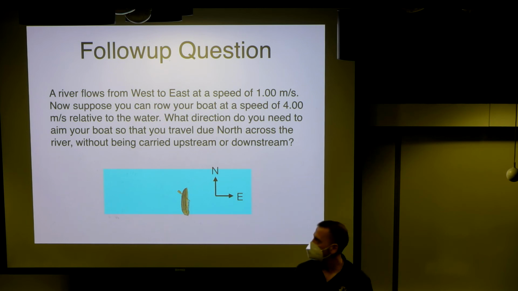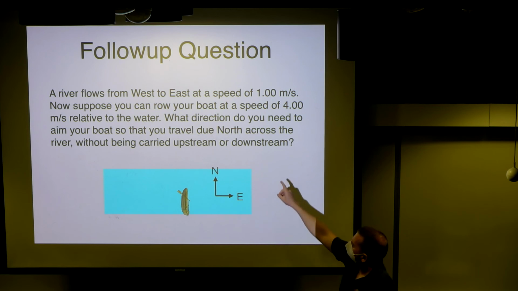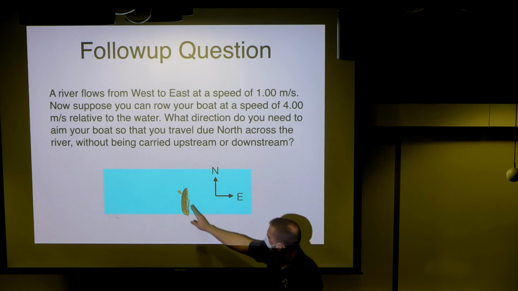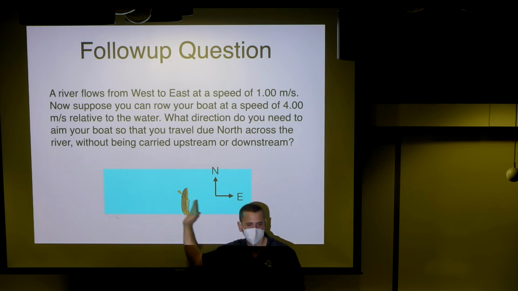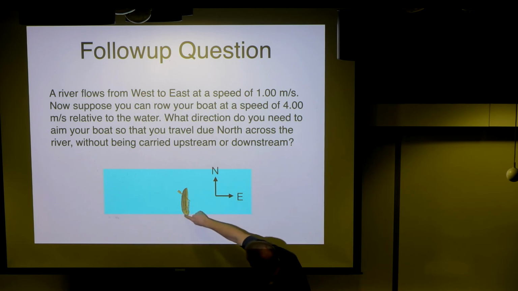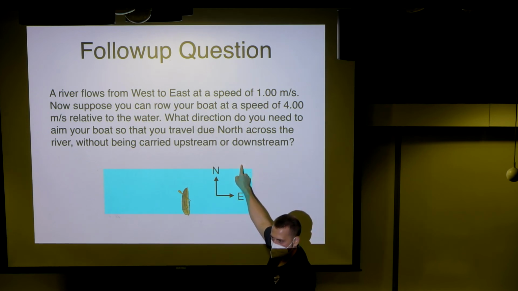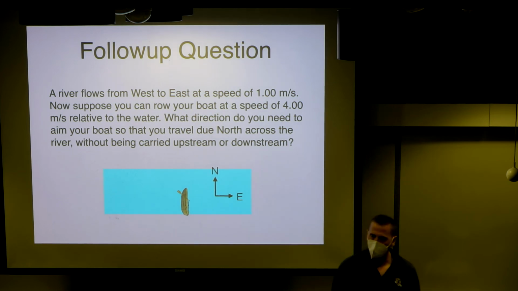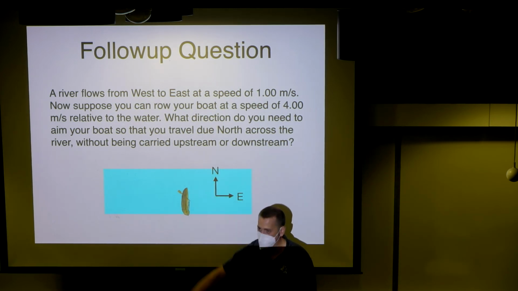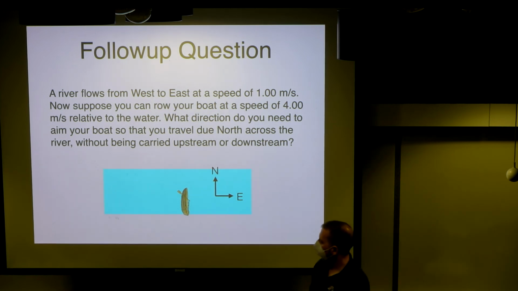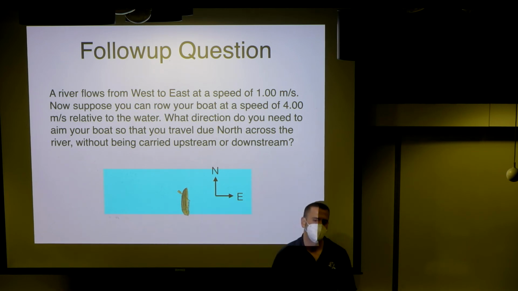So the goal here is something a little different. We want to know in what direction should you aim your boat so that you travel due north across the river without being carried upstream or downstream. Okay, see in the previous example, if we row in the way described, we're going to move downstream. We don't want to do that. We want to just move straight across relative to the shore. Okay, we want our velocity relative to the shore to just be due north. So, roughly speaking, what do we have to do to accomplish this? How should we point the boat, in other words?